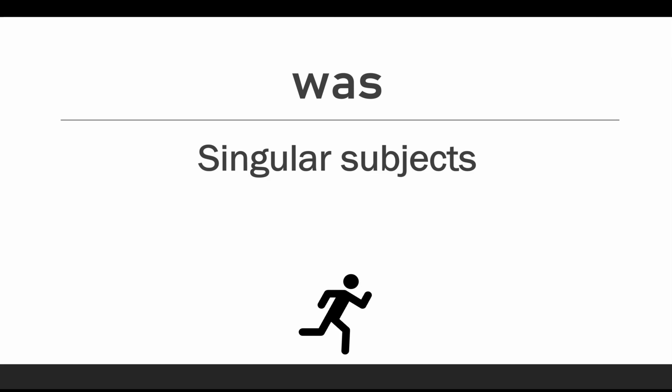Was is for singular subjects. Singular means one. Okay? So I, he, she, or it. This could be one person, one animal, one thing, just one. And of course, he means one man, she means one woman, it means one thing.